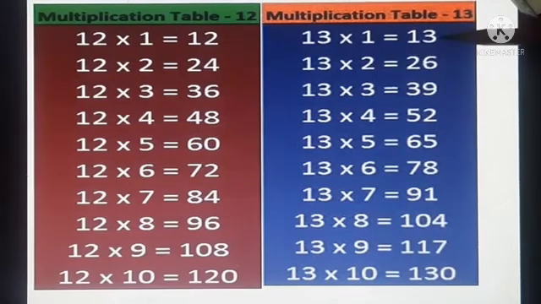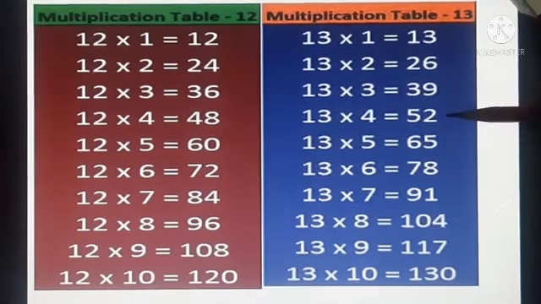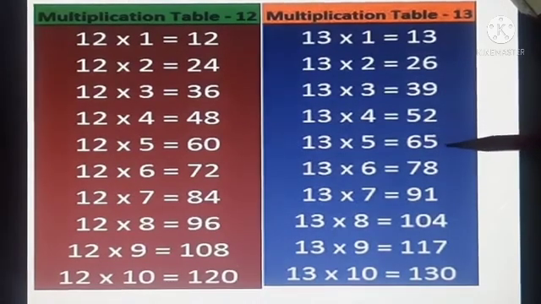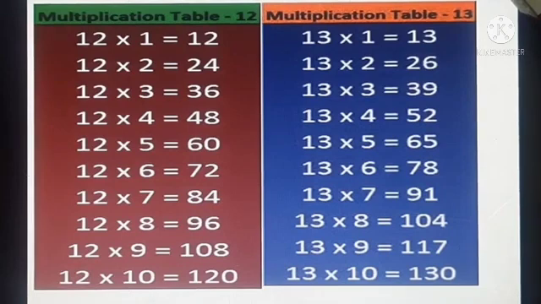Good. 13 ones are 13, 13 twos are 26, 13 threes are 39, 13 fours are 52, 13 fives are 65, 13 sixes are 78, 13 sevens are 91, 13 eights are 104, 13 nines are 117, 13 tens are 130.